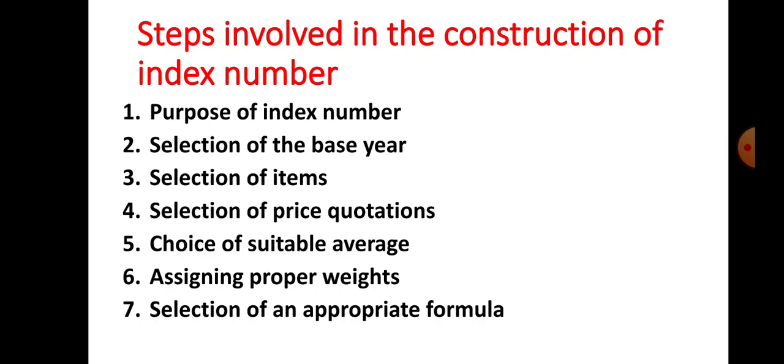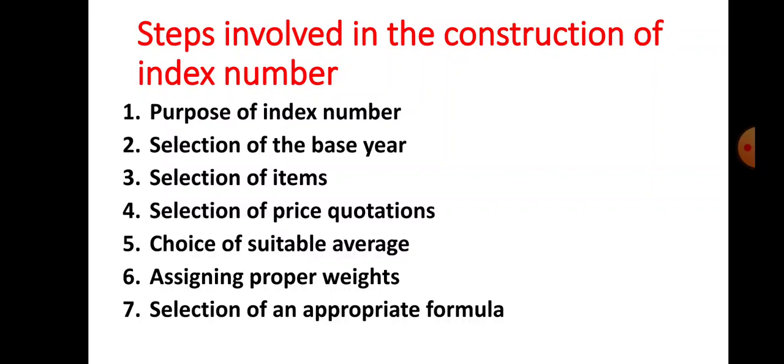Next step is choice of suitable average. Construction of index numbers requires choice of suitable average. Generally, arithmetic mean is used in the construction of index numbers because it is simple to compute compared to other averages. So that is an important step involved in the construction of index number, choice of suitable average.